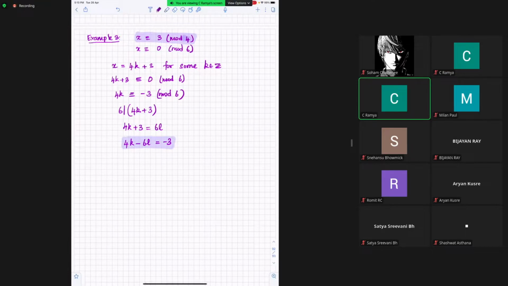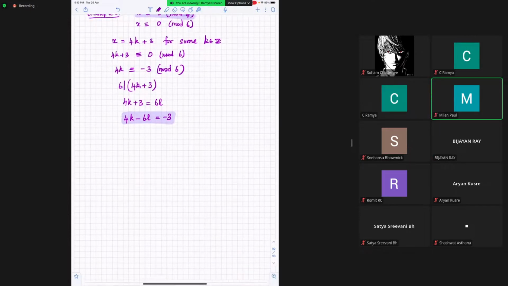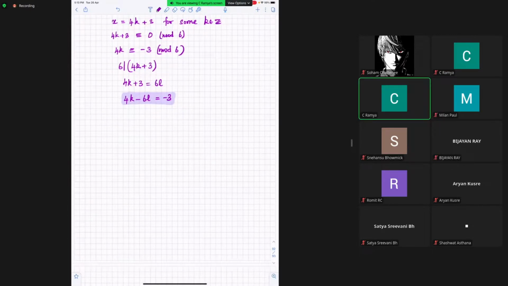In some of the previous lectures we had seen how to find whether a linear Diophantine equation has a solution or not. So can there exist k and L such that 4k minus 6L is equal to minus 3? No. Which is not possible, right? So why is this?